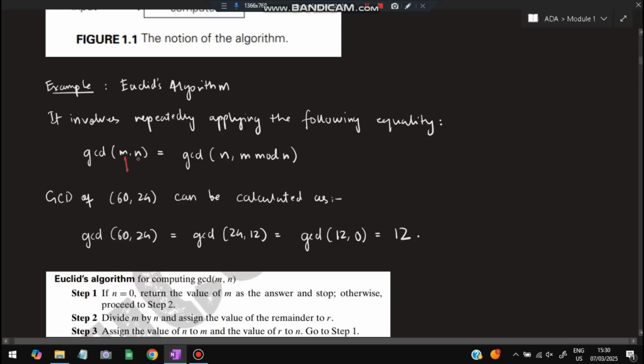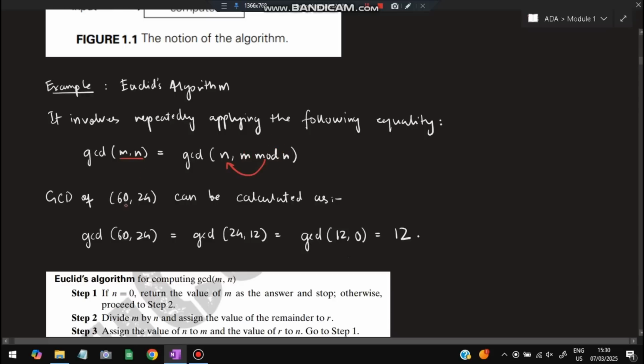Now if we have two numbers m and n, how can we calculate the GCD? We can calculate it using GCD(m, n) = GCD(n, m mod n). That means divide m by n, and the remainder you get, if you calculate the GCD of n and that remainder, will also be the same answer as for m and n.